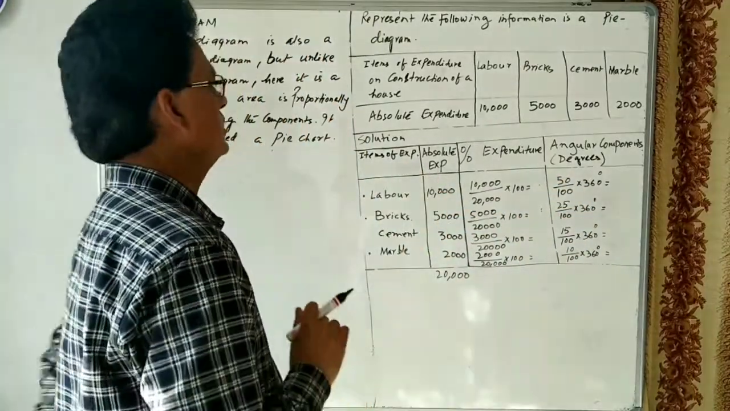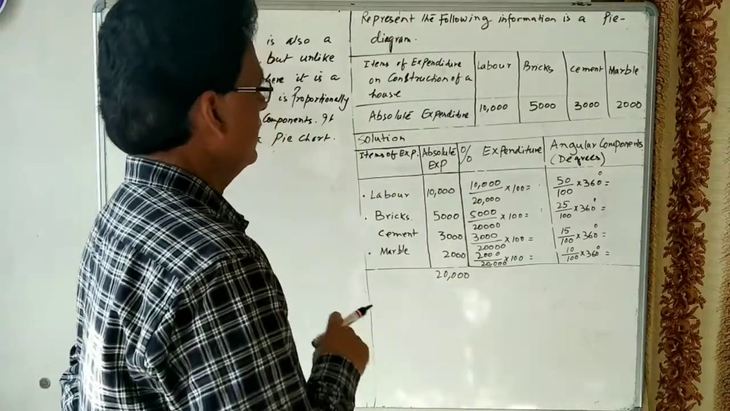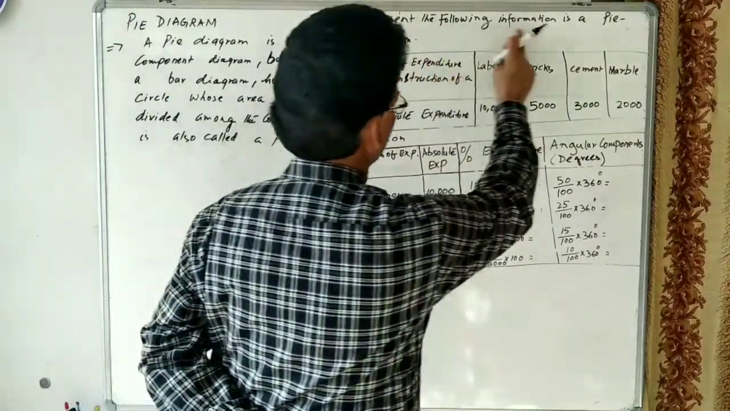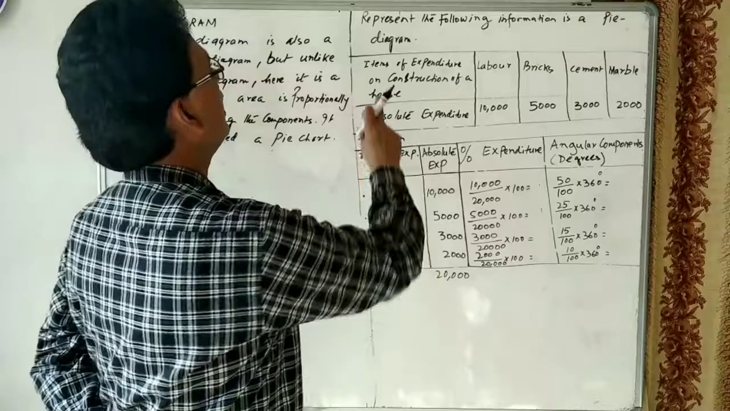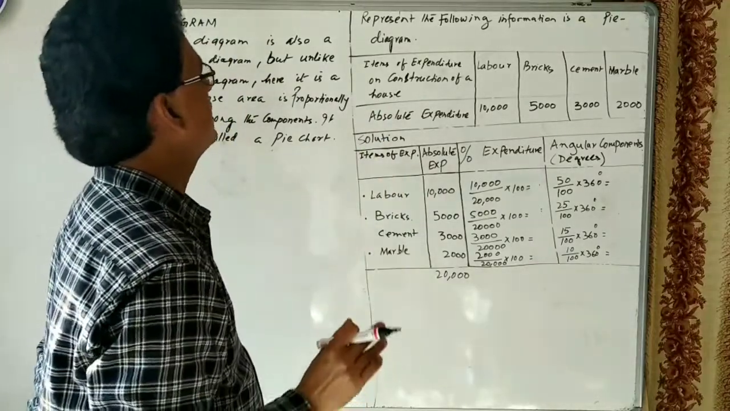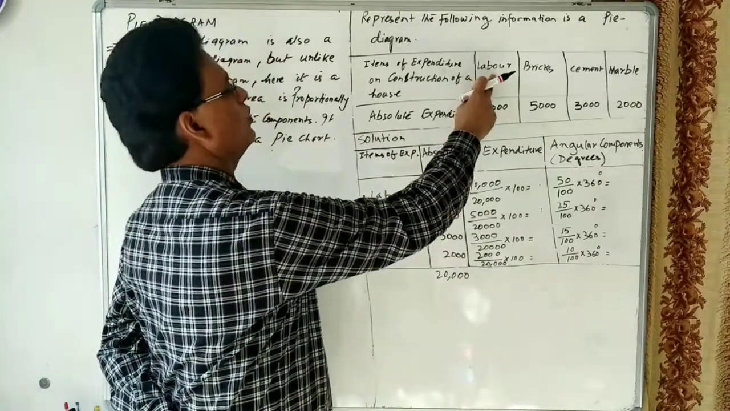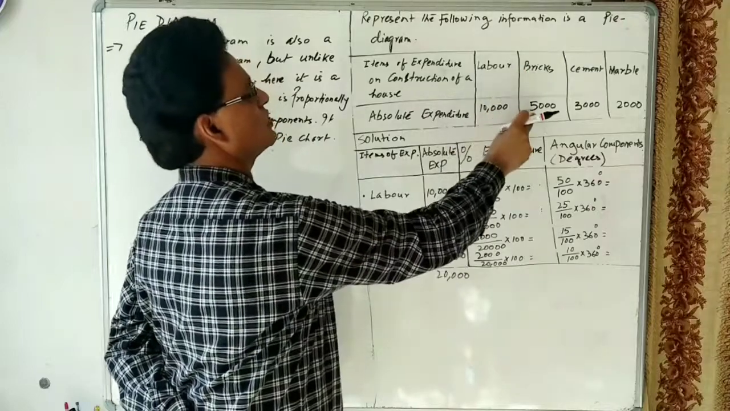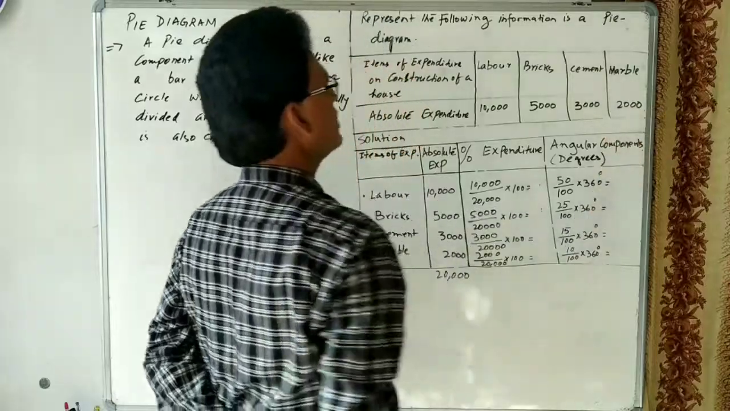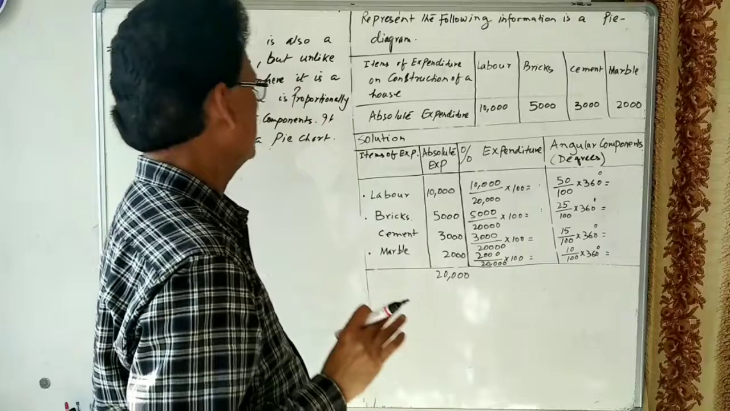So let us take one example. I have taken one simple example in order to explain the pie diagram. Present the following information. Items of expenditure on construction of a house are given, and the absolute expenditure is also given. Labor cost is 10,000, bricks cost is 5,000, cement cost is 3,000, and marble cost is 2,000. This is a hypothetical example.